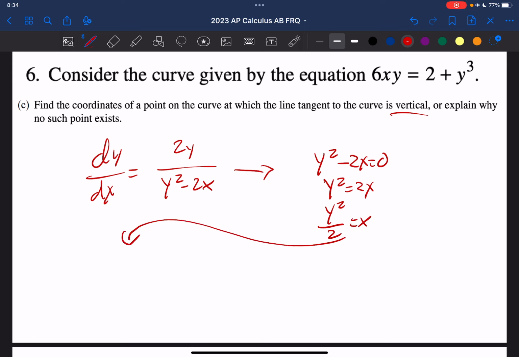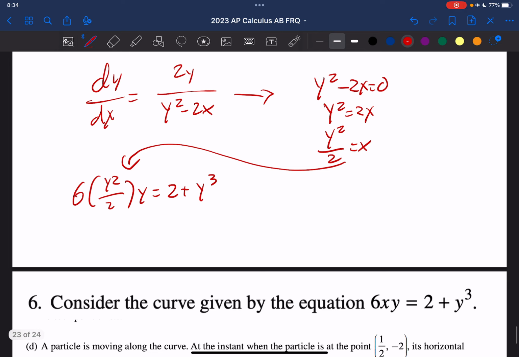So we're going to plug that in to the original problem. So 6 times y squared over 2 times y equals 2 plus y cubed. So here we have 6y squared over 2 times y. This becomes 3y cubed equals 2 plus y cubed. So we have 2y cubed equals 2. Y cubed equals 1, so y equals 1.